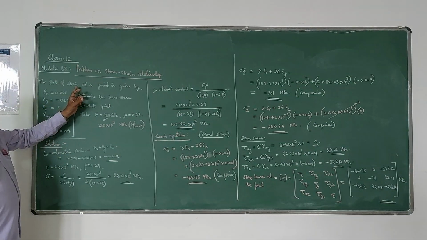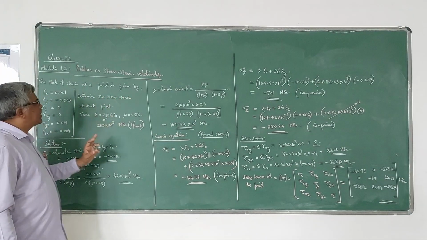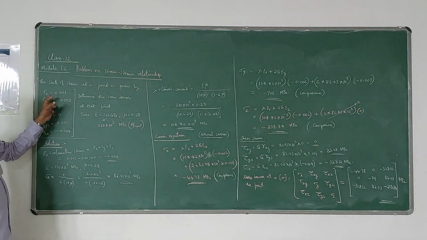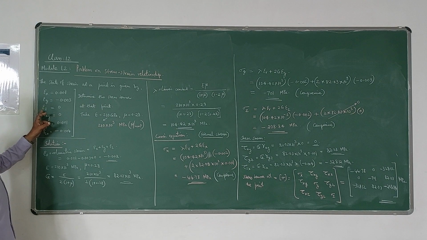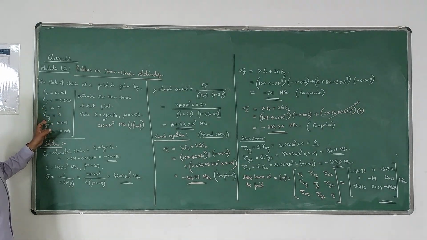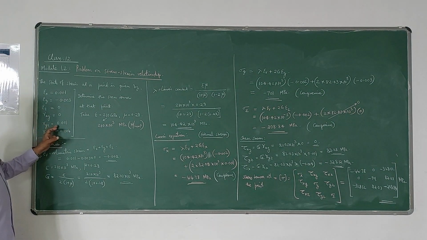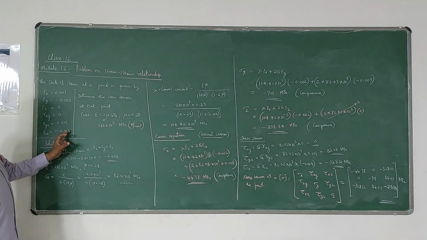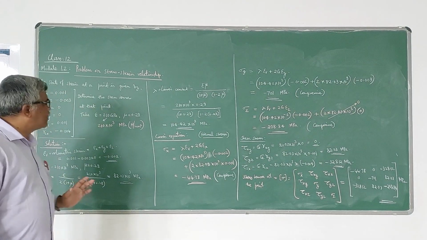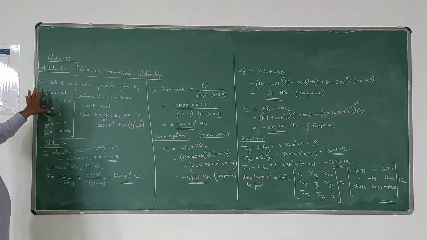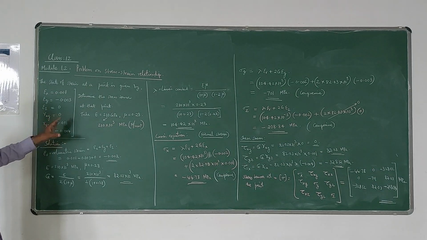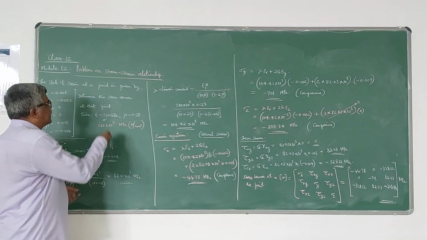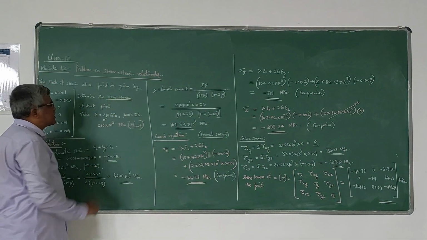The state of strain at a point is given by epsilon x 0.001, epsilon y minus 0.003, epsilon z 0, gamma xy 0, gamma yz 0.001, gamma zx minus 0.004. Now, he has given the 6 strain components acting at that point. He has asked to determine the stress tensor. So we have to find out the stress tensor at that point.